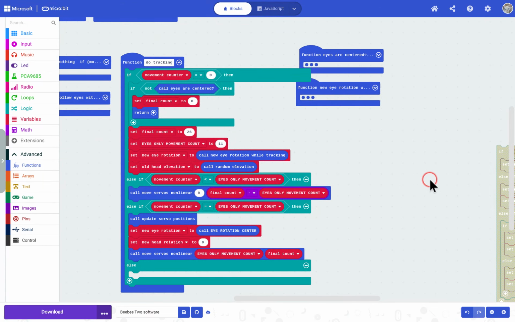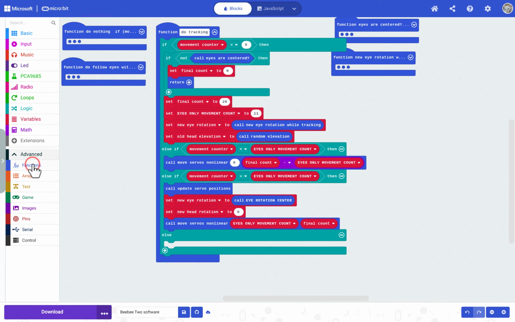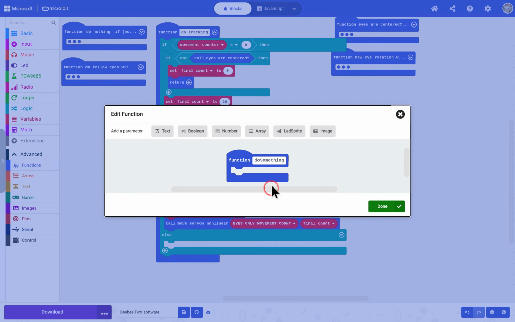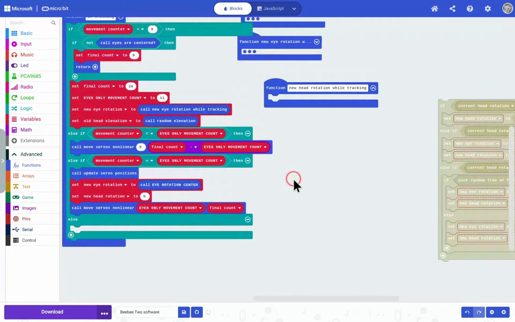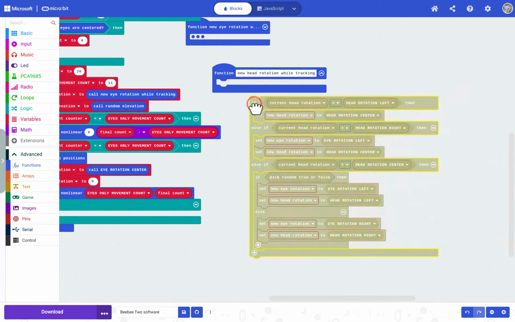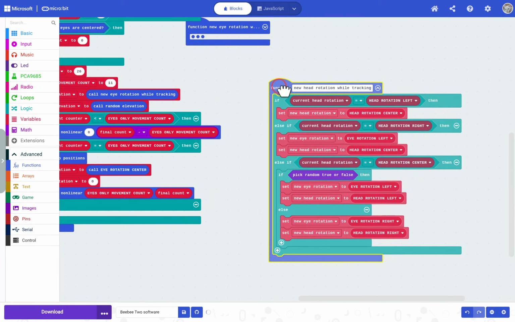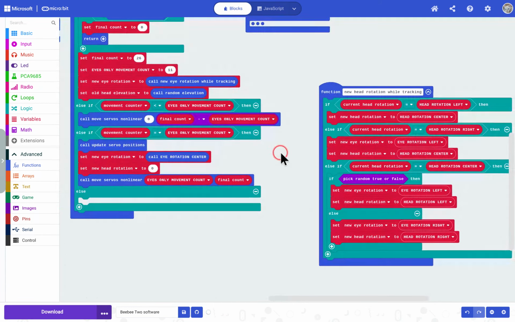And what we're going to do is create a function kind of like we have had before, which is going to be new, not uppercase, lowercase, new head rotation while tracking. Because this function is probably only going to be good for one use in the middle of this. All right, let's grab this. This has what we need it to do, kind of, sort of.